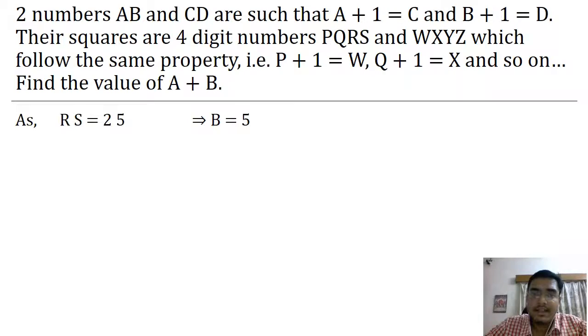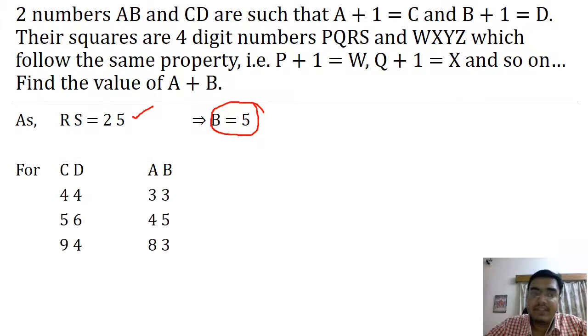Now we know that RS is 25. That means B is 5. And if B is 5, then let us see the values of CD for which values of AB will occur. So if CD is 44, we subtract 11 from 44, because 1 was added to each digit of AB to reach CD. So when we subtract 11, we get 33. Similarly, from 56, when we subtract 11, we get 45, and from 94, we get 83.